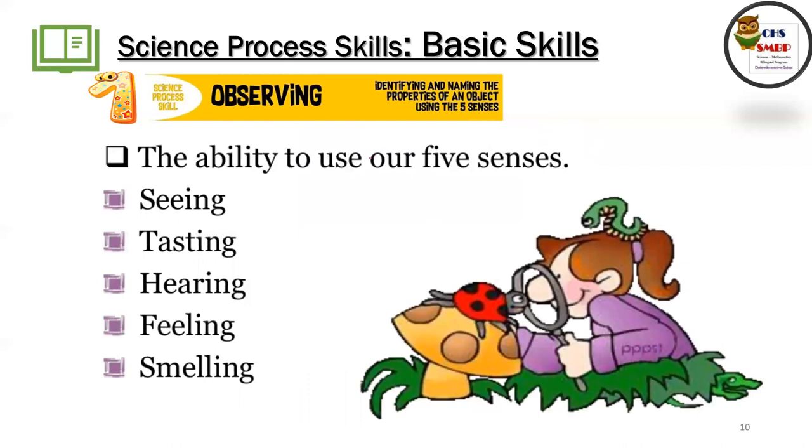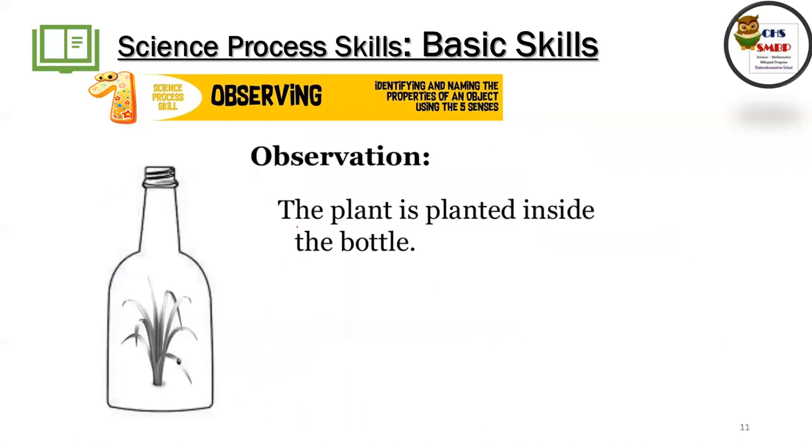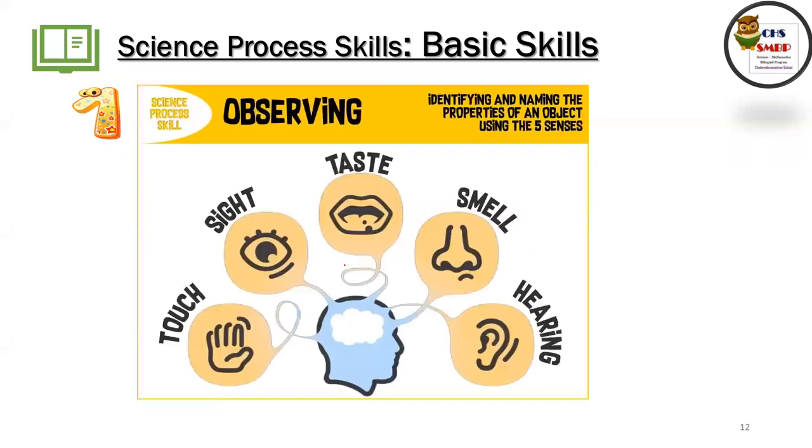To make a good observation, you need these five senses. What are these? Seeing, tasting, hearing, feeling, and smelling. If you look at this plant, this is a plant inside a bottle, right? Based on your observation, you can say that the plant is planted inside the bottle. To make an observation, how many senses are there? Yes, you're right. There are five senses. Number one, touch. Number two, sight. Three, taste. Four, smell. And five, hearing.